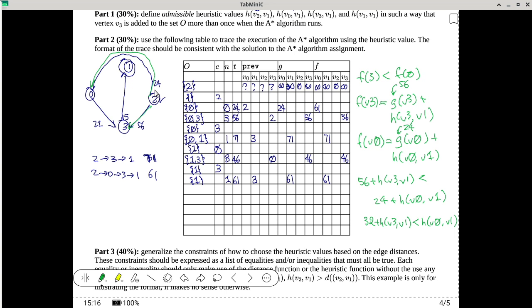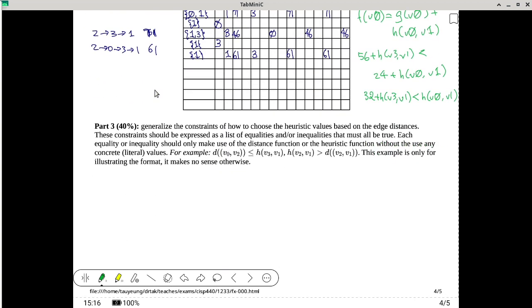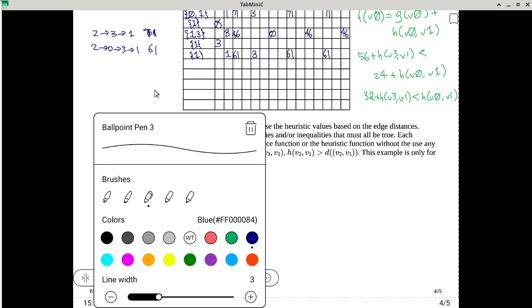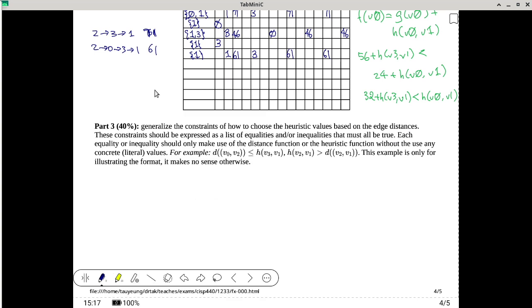Is that okay? So this is one part of the inequality, because there are other constraints. But this is the most important one. This is the one that made the algorithm prefer the other path and then come back to explore this one. So we write down that equation: 32 plus h of v3 v1 has to be less than h of v0 v1.